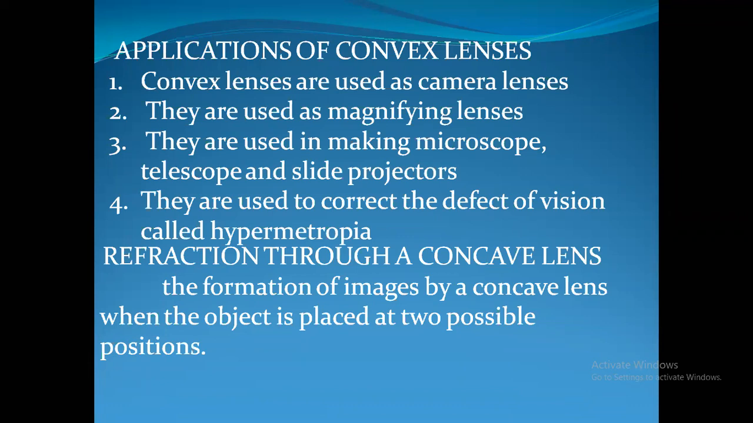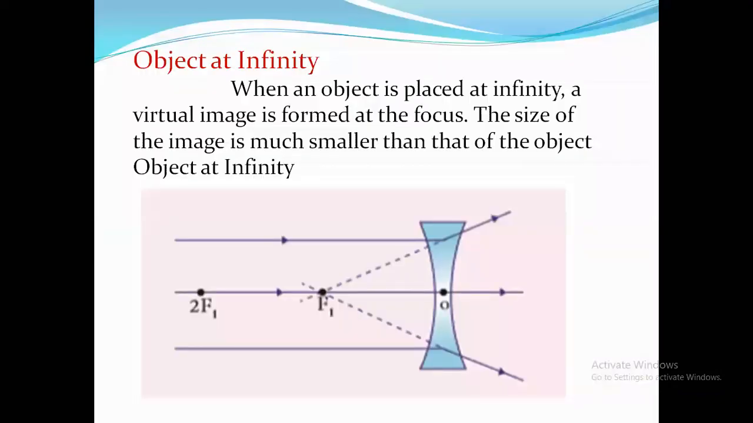Next is refraction through a concave lens. The formation of images by a concave lens when the object is placed at two possible positions. Only two or three image formations here. Object at infinity: a virtual image is formed at the focus.